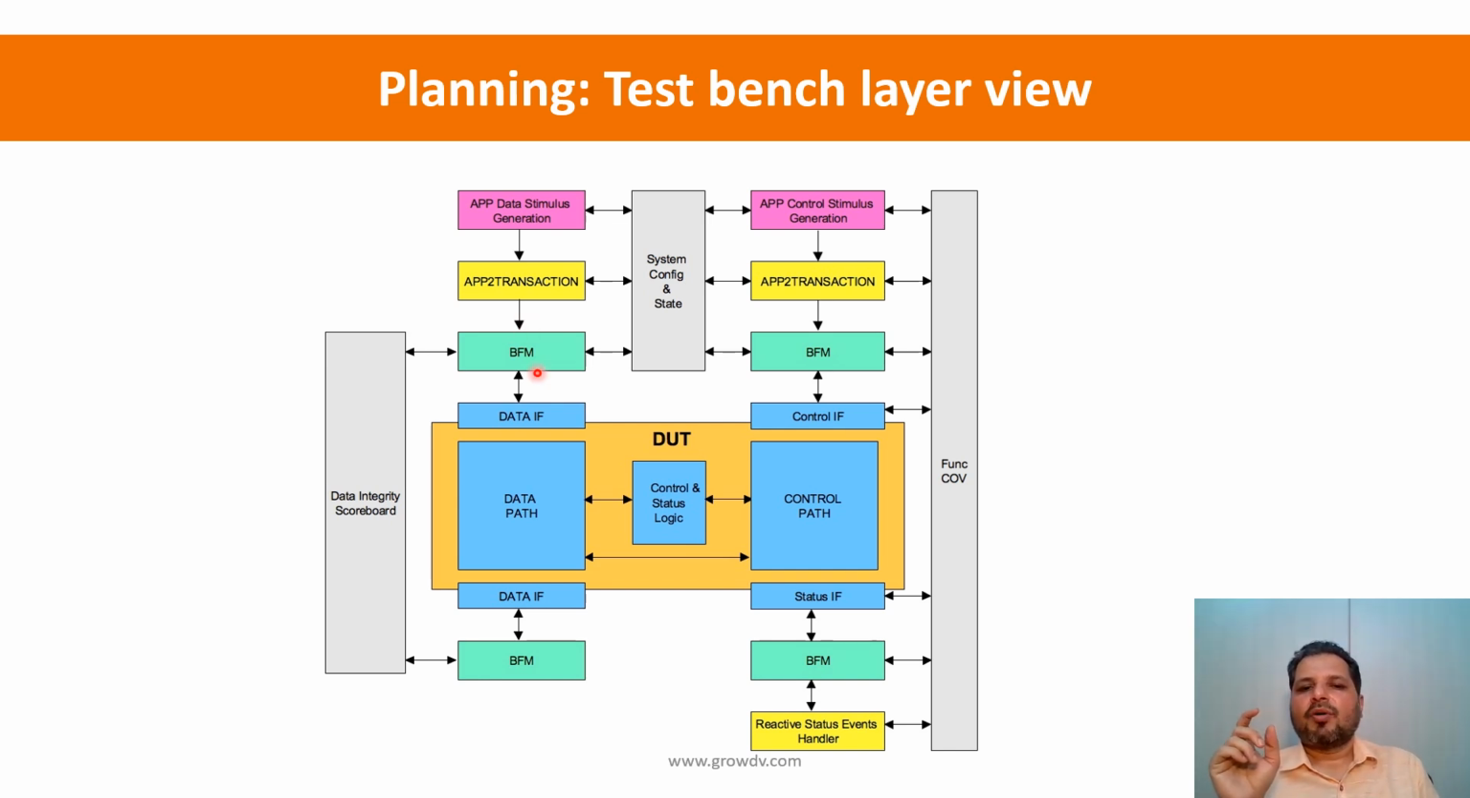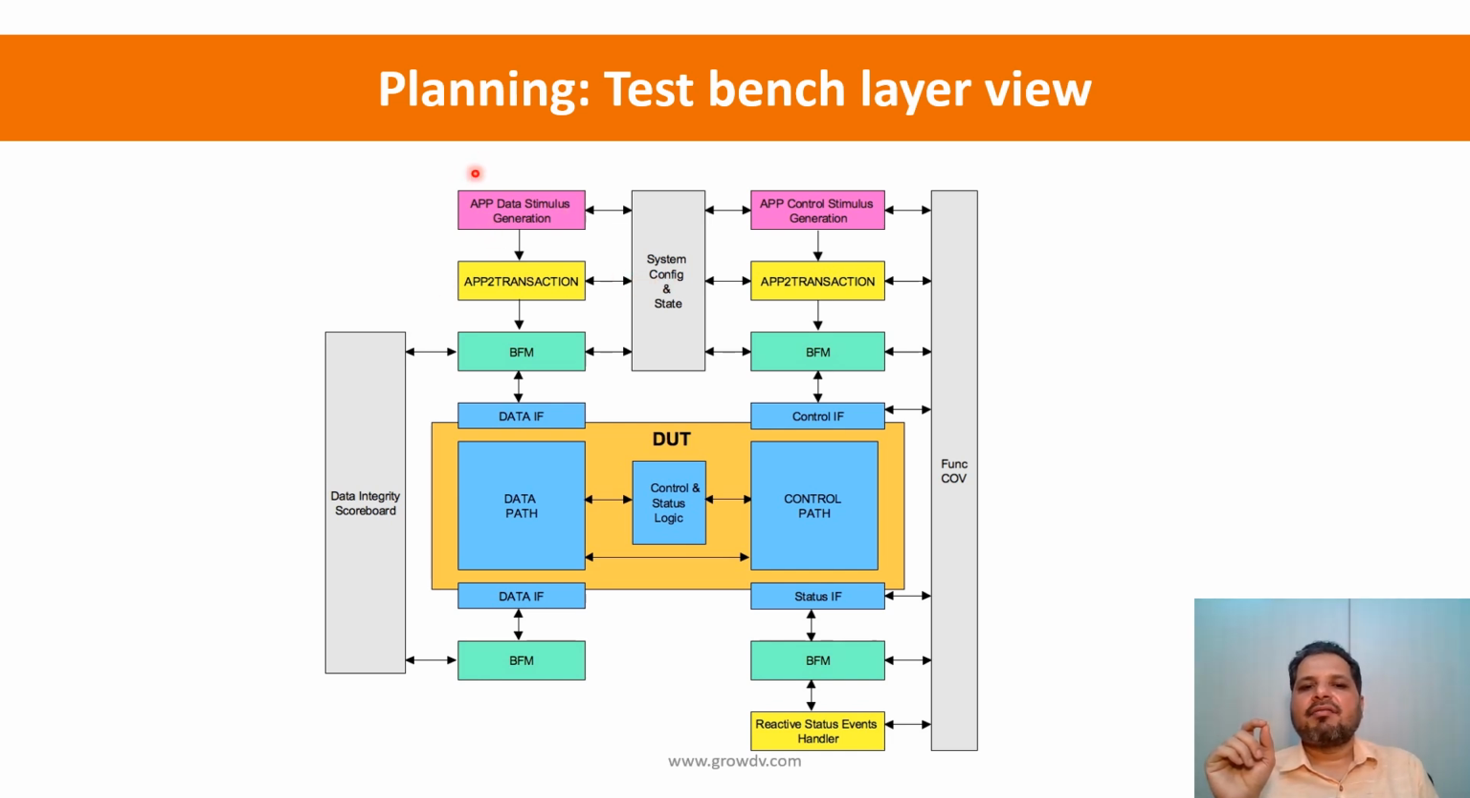And then on top of the BFM you have this app to transaction type of translator, and this one will convert your application level stimulus, as we talked about, into something that a BFM can understand, right? This is an optional layer. It may be present, it may not be present, and that depends on how complex the stimulus is that you are generating. If you are generating a very high level stimulus that the BFM cannot directly understand, then you need a translator. But if not, then probably you can get away with it.